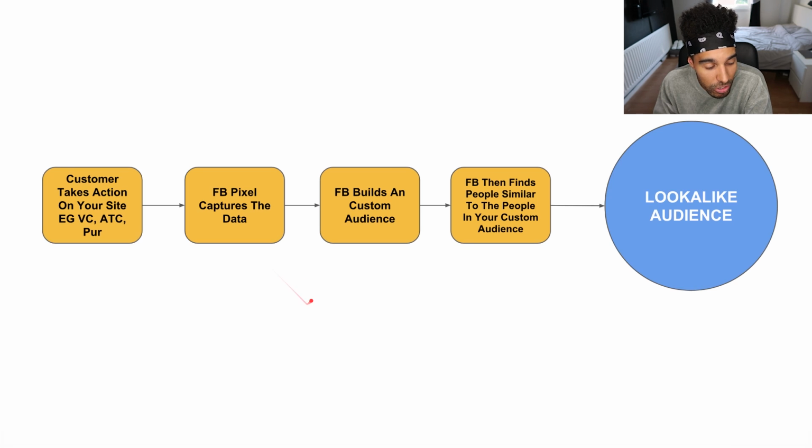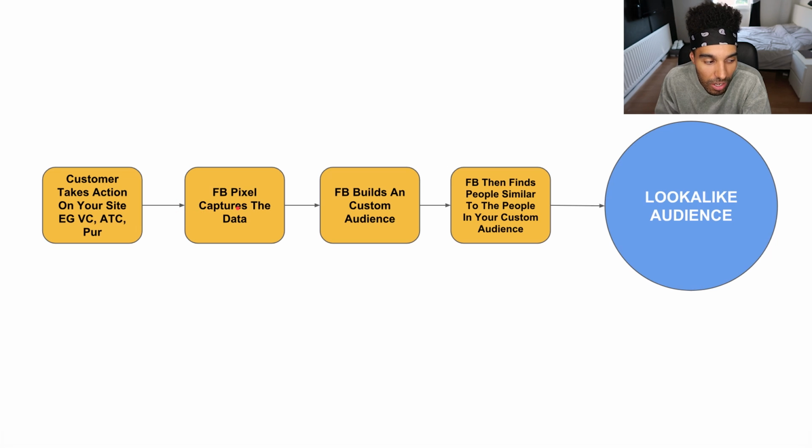Okay, now just to give you a visualization of how the whole system works. The customer takes an action on your site. For example, they viewed the content, they viewed the page, or they added the product to the cart, or they initiated checkout, or they purchased. Okay, so a customer takes an action.